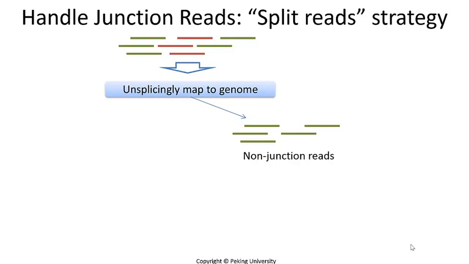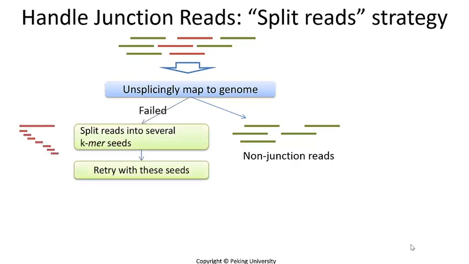Similar to previous mapping algorithms for DNA reads, the split reads strategy will also first map non-junction reads to the genome in an unspliced way. For those junction reads that cannot be directly mapped, they will be split into multiple seeds with length k to retry the mapping, which resembles the BLAST method. In other words, this strategy tries to find junction sites at a finer granularity. Finally, mapped seeds that are close to each other are combined to obtain the final whole read alignment.